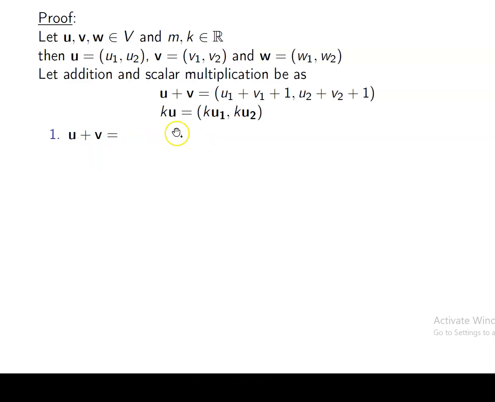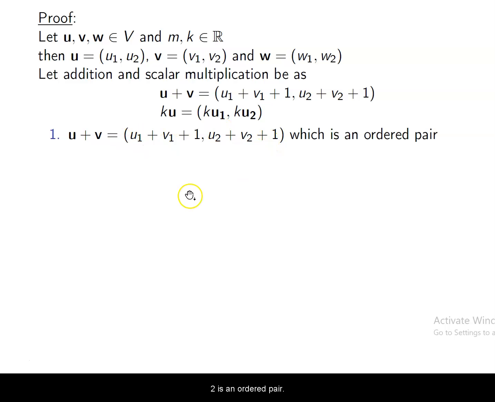So U plus V is really just going to look like this, okay, because that's how you define addition. And look, this is 1, 2. It's an ordered pair, right? It's an ordered pair, and that's what are things in V. So if I add two random objects out of V together, I still get an object that's in V, because what is V? It's a collection of ordered pairs, okay?